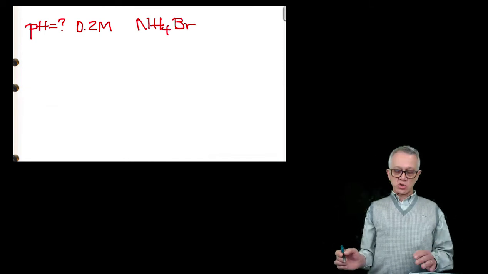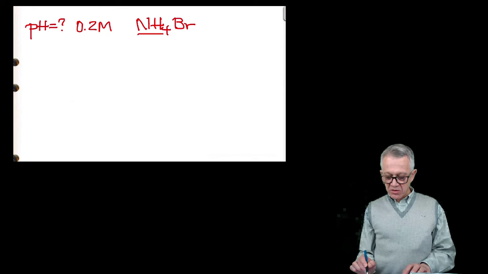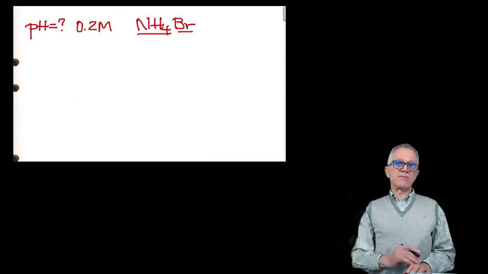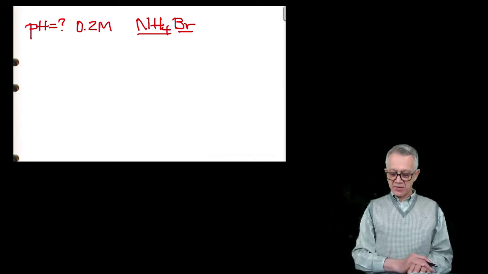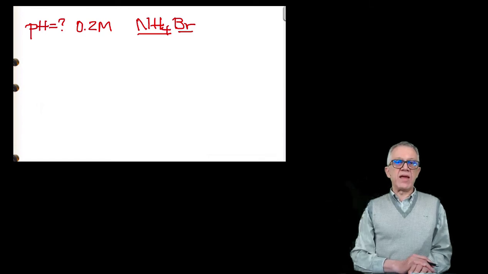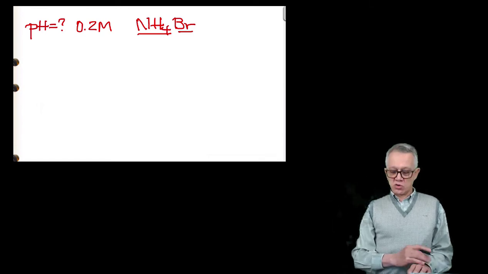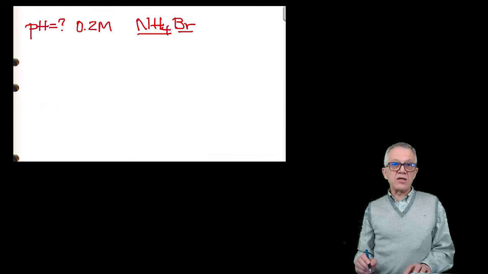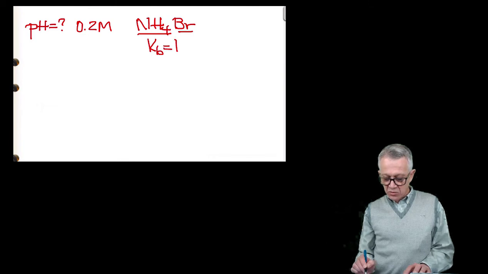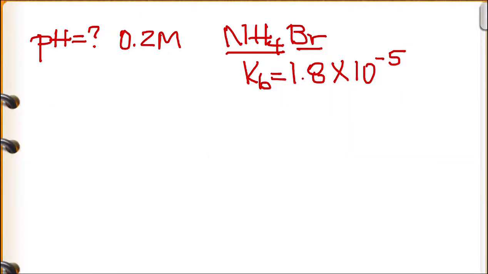So when you look at the salts, first we examine where the salt comes from. It comes from a strong acid, HBr, and it comes from a weak base, ammonium hydroxide. So what's important for this problem is ammonium hydroxide. So we're going to get the Kb for ammonium hydroxide. The Kb for this is 1.8 times 10 to the negative 5. So Br minus is not going to undergo hydrolysis, but NH4 plus is going to undergo hydrolysis.